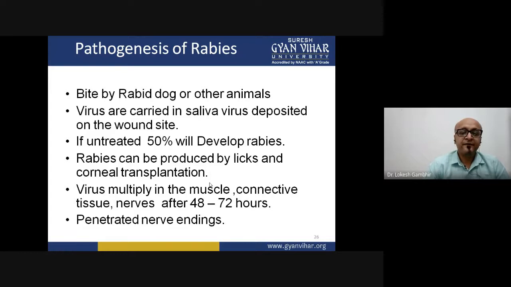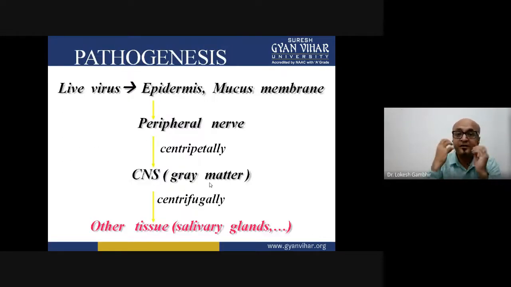Now, if left untreated, 50% of individuals have been known to develop rabies. That is why it is very critical to go for management strategies, to go for vaccination within the span of time, because that is the incubation period taken by this particular virus. When we are talking about corneal transplant, eye transplantation, complete precaution is taken so that the pathogenesis of rabies does not go ahead.